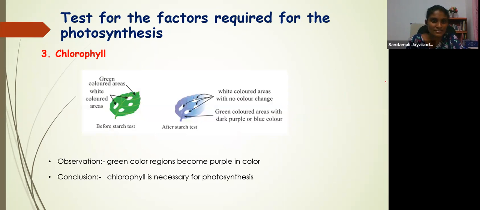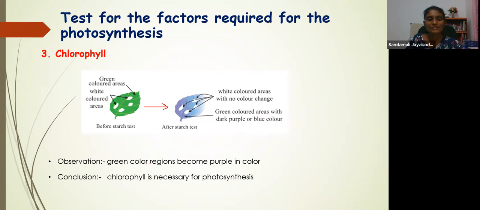Before the starch test, we have a leaf like this, a green leaf with some white or yellow patches without chlorophyll. And then later on, it turns into a pattern like this. Our observation is that all the green area turns into blue black or dark purple color, but the white patches or the yellow patches didn't change into blue black color.